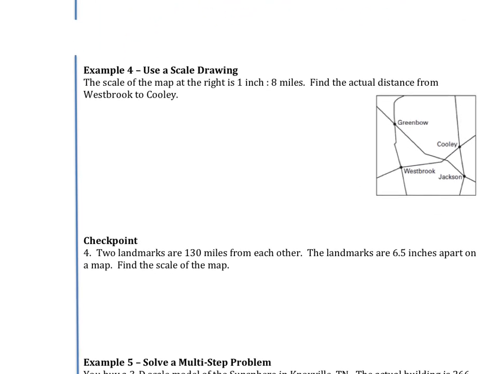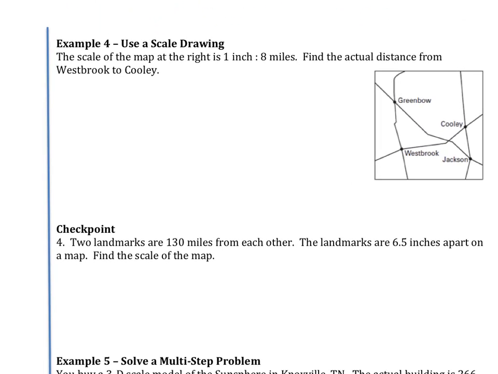That's just what we're going to find in the scale. Okay, in example 4, it says the scale of the map at the right is 1 inch for every 8 miles. So 1 inch is 8 miles. Find the actual distance from Westbrook to Cooley. So what we have to do is measure the distance from Westbrook to Cooley. So we're going to measure from here to here, and then here to here.